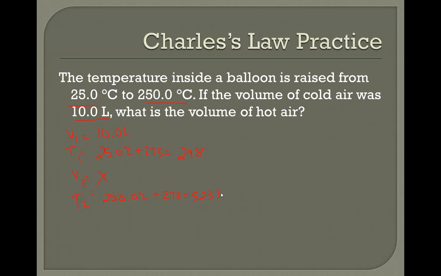Alright, so let's put our numbers in. 10.0 liters over 298 Kelvin is equal to X over 523 Kelvin. Cross multiply. 5230 liters Kelvin is equal to 298 Kelvin times X. Divide both sides by 298. And that comes out to be 17.6 liters is X.